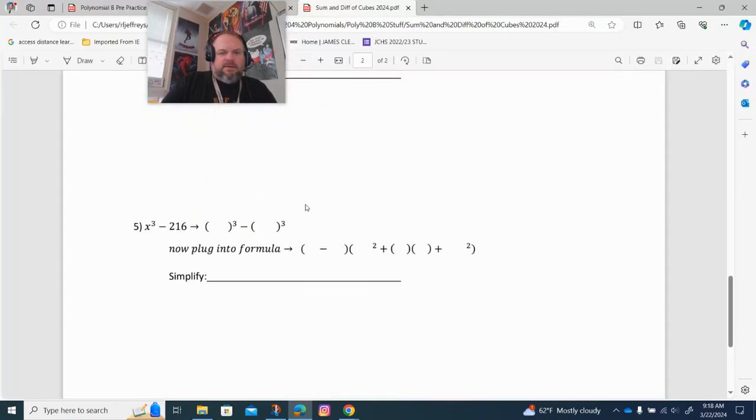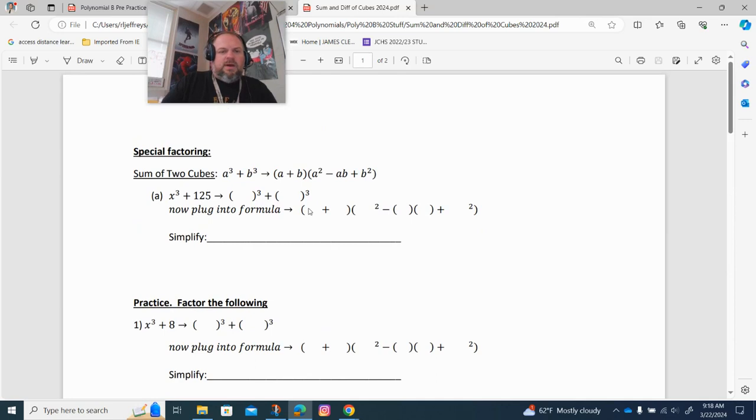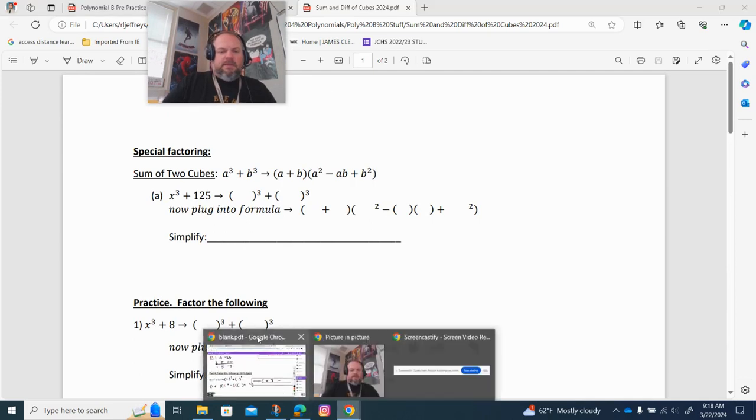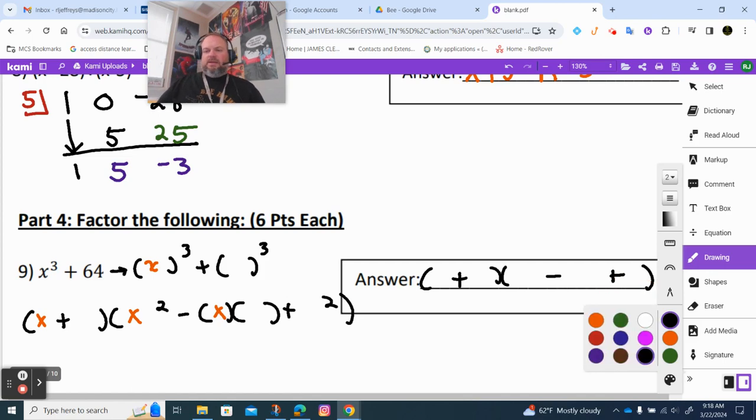I just forgot the pattern. No, not on the sum. Yeah, not on the sum. Yeah, see, this one has the sum, so that one binomial should have the positive. Trinomial has a negative, then the positive. All right, and then our B is 4.